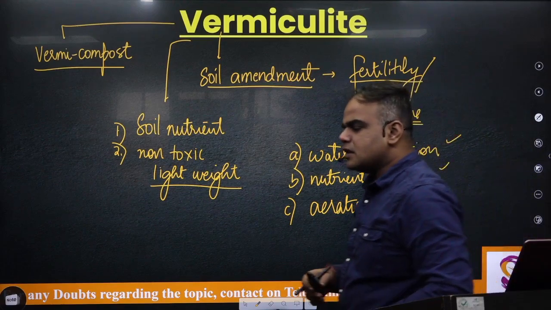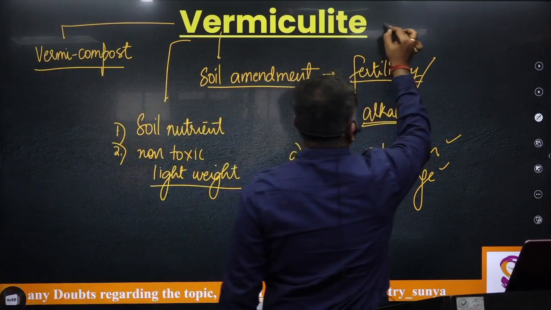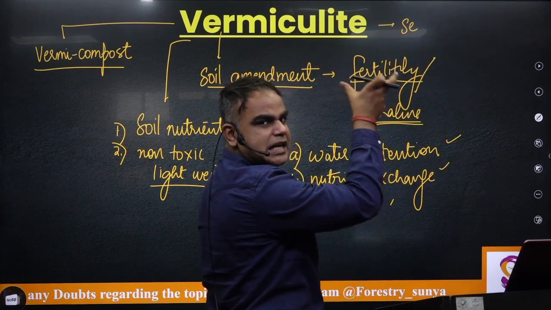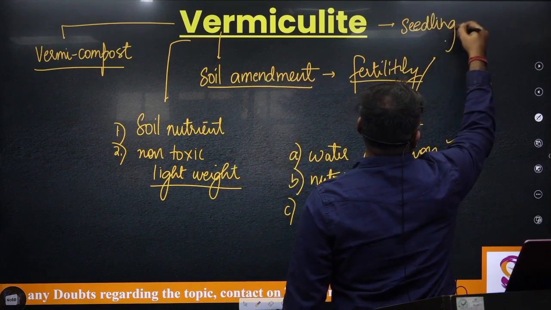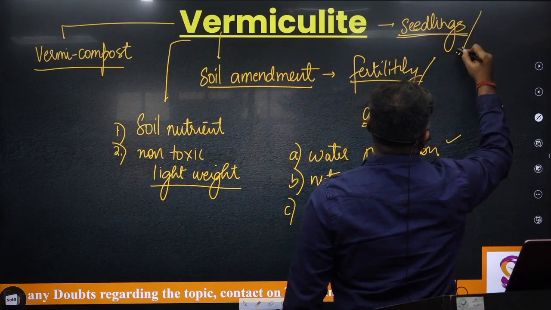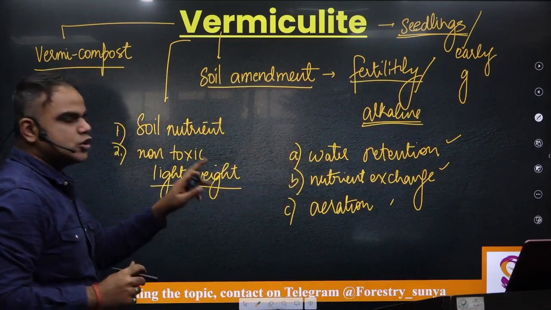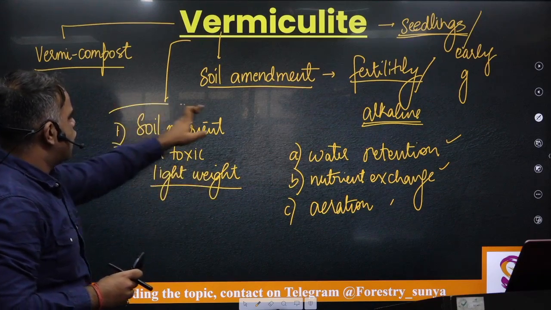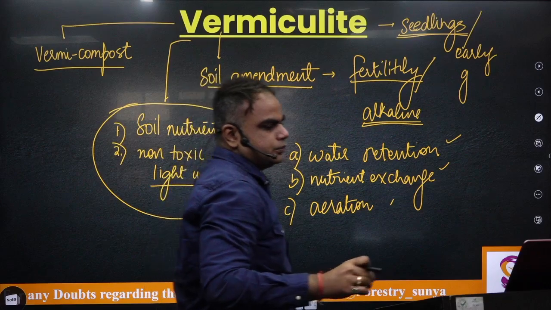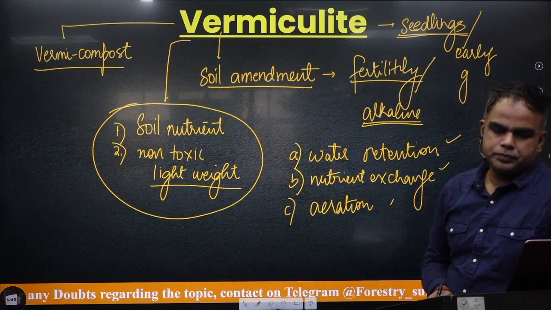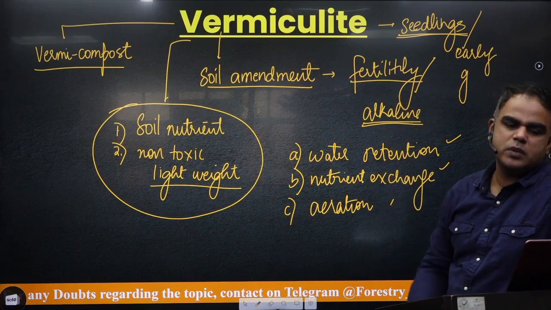It helps in improving the soil structure, plus it also helps in seedlings. We know seedlings. So in the early growth stages, it overall helps. How does it help? Through water retention, nutrient exchange, and aeration-based mechanisms. Overall it is non-toxic, very lightweight, and can be used to improve the soil. So that is why it is used in silvicultural practices. That is what we have just understood about vermiculite.